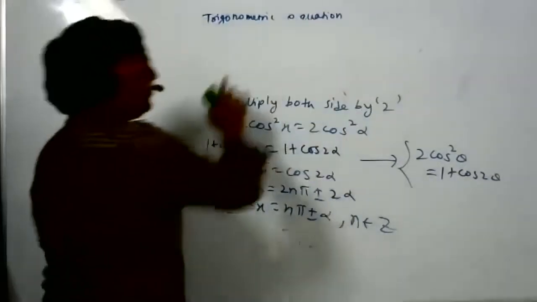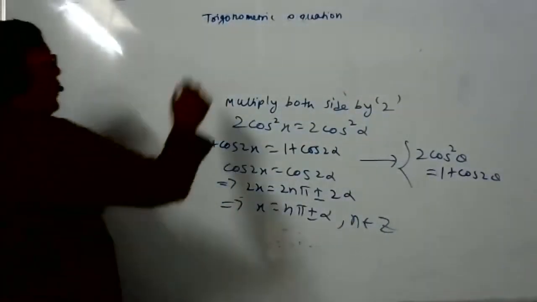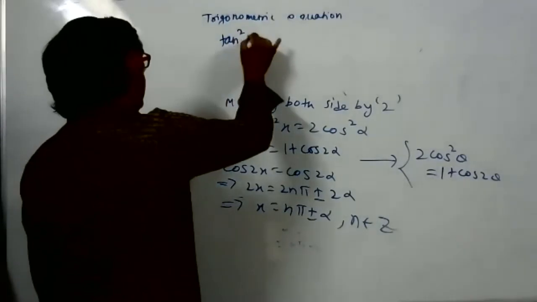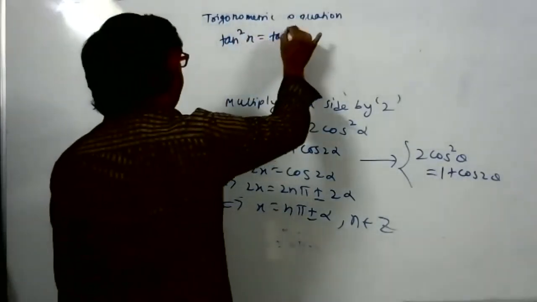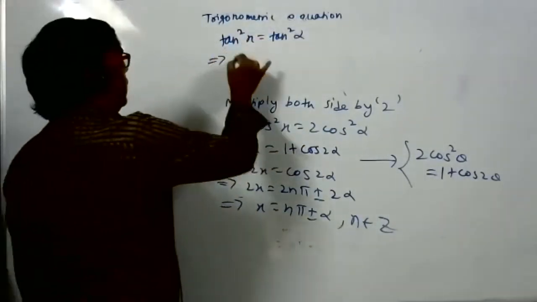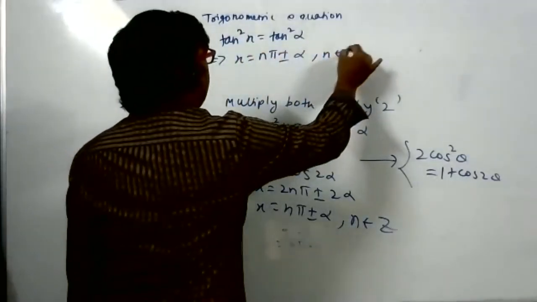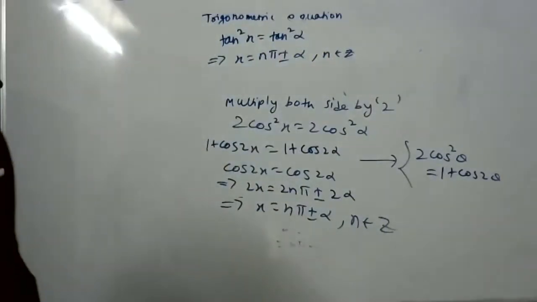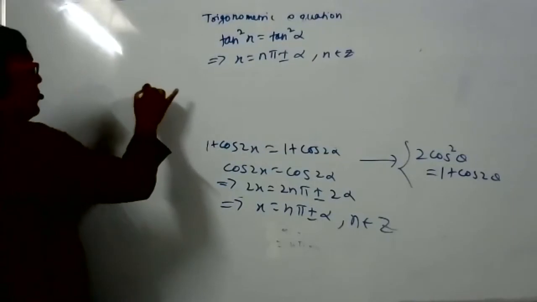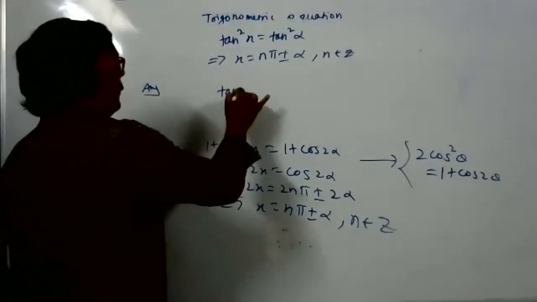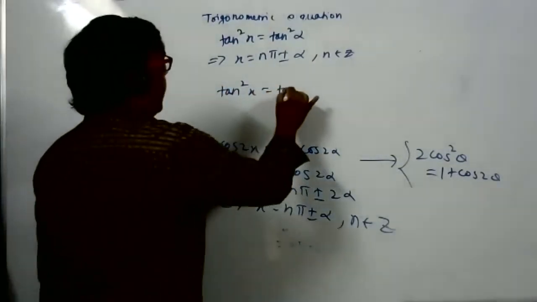Write fast. tan square alpha is equal to... Will you do this proof yourself? tan square x is equal to tan square alpha. Shall I give this one as homework? Yes, sir. How will you do it? Tell. Again, the same only. Answer, girls. See on the board. They have given us tan square x is equal to tan square alpha.